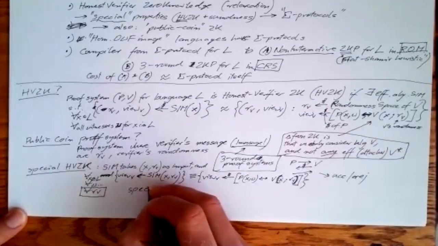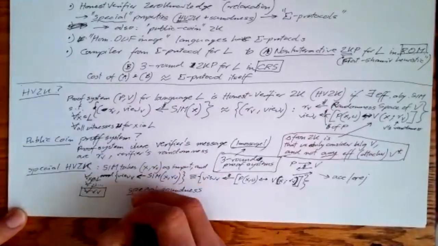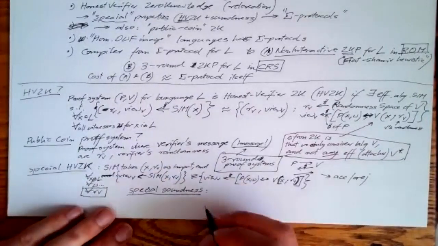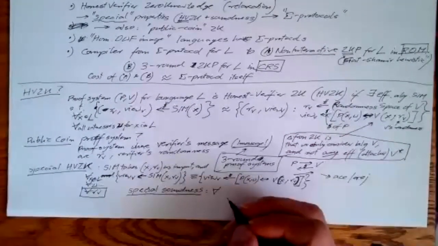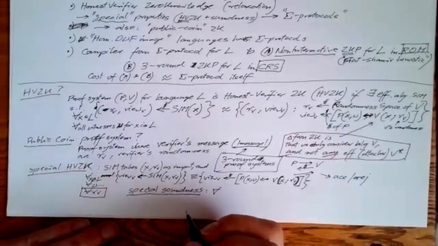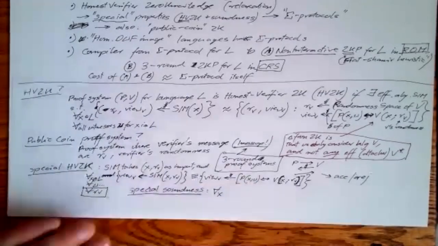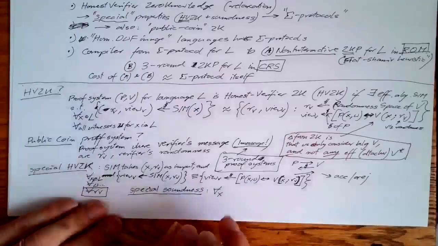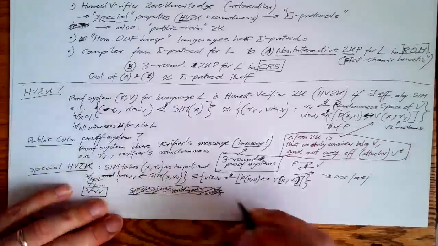Now, what's the special soundness of these proof systems? It is that for every, let me get my notes, not to mess it up. You know what? Let's do it on a fresh page.